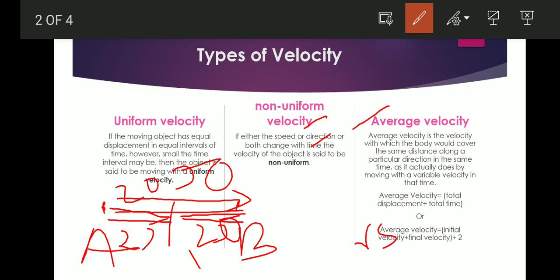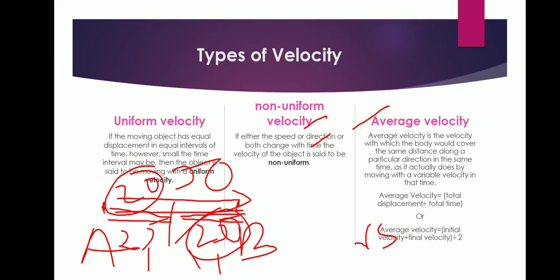Half path 20 kilometer per hour, another half also 20 kilometer per hour, and you use 1 hour to travel these 20 kilometers. Here also 1 hour. That means your given time is the same in this case, and your velocity also remains constant. So this should be uniform velocity. Then what about non-uniform velocity?